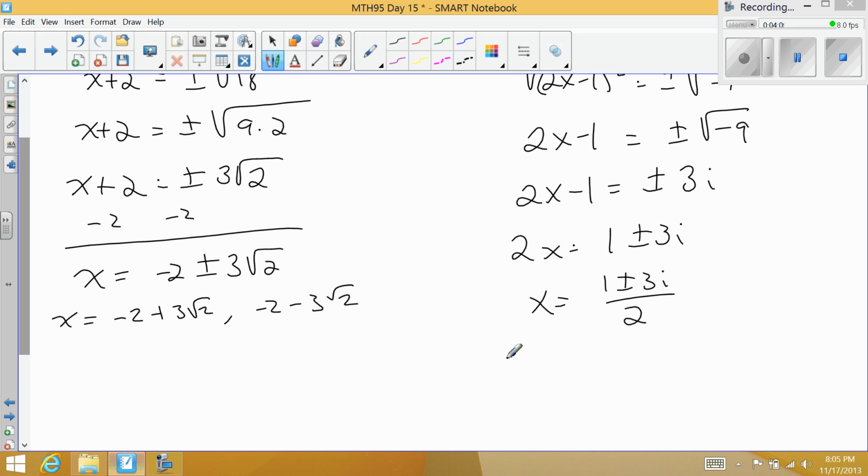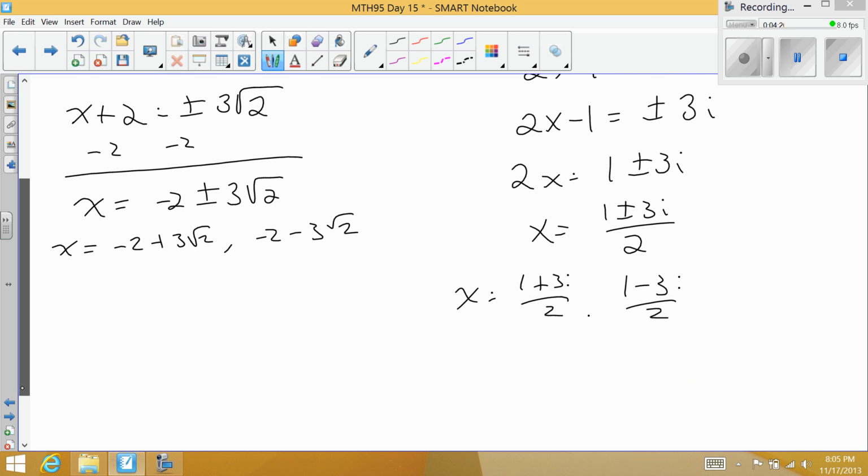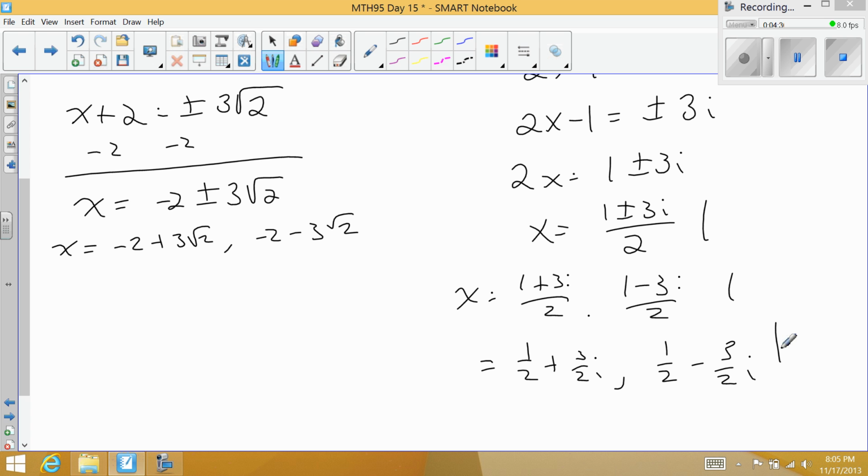Or again, you could split it up. 1 plus 3i over 2, 1 subtract 3i over 2. And even that you could split up: 1/2 plus 3/2 i, and 1/2 subtract 3/2 i. On the test, I would be fine with any one of these 3 formats here for writing the solution.